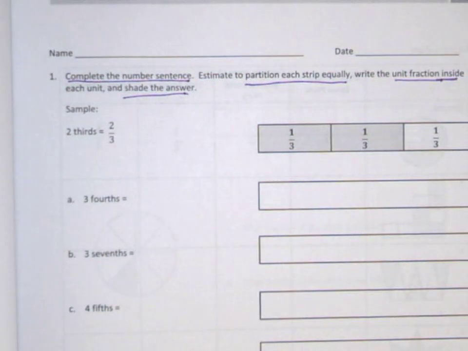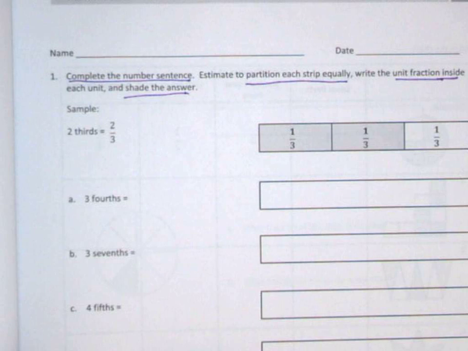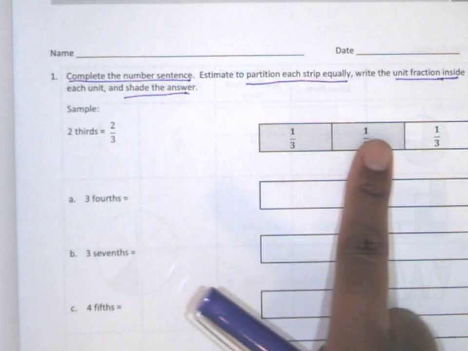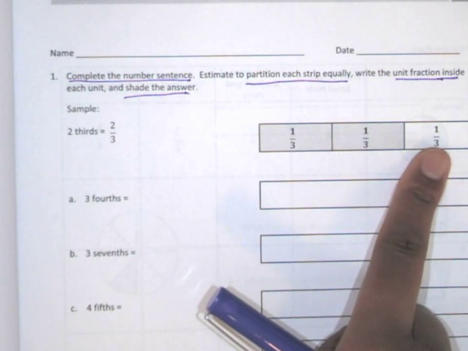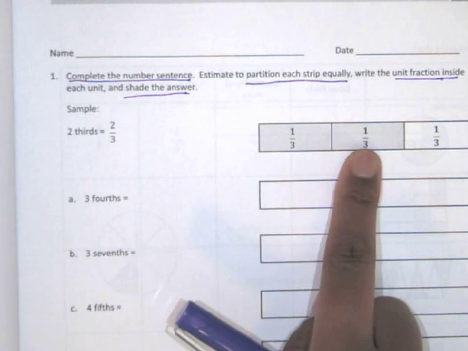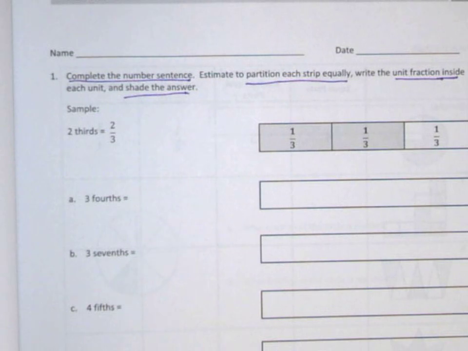So after reading the instructions, I know that I'm completing the number sentence, which is here. These are the number sentences because they have an equal sign. And then partition each strip equally. So whatever we're given here, we're going to show it here on our bar. We're going to write the unit fraction inside, in numerical form. And then we're going to shade the answer, shade the fraction.